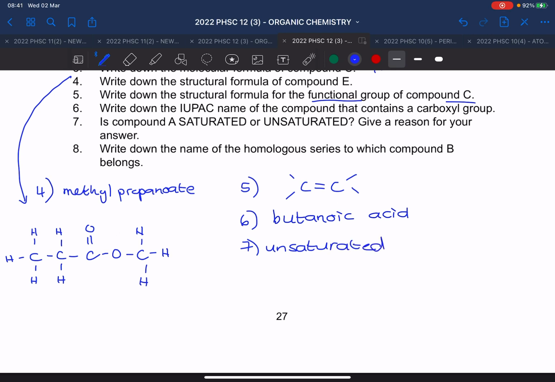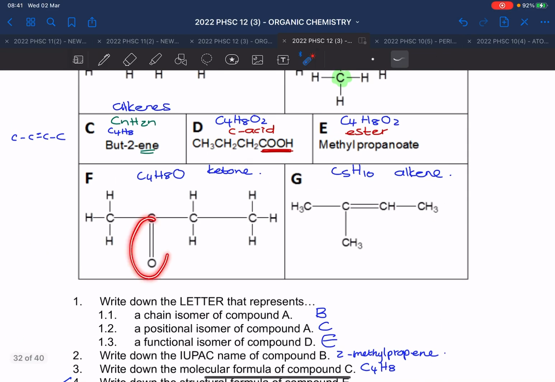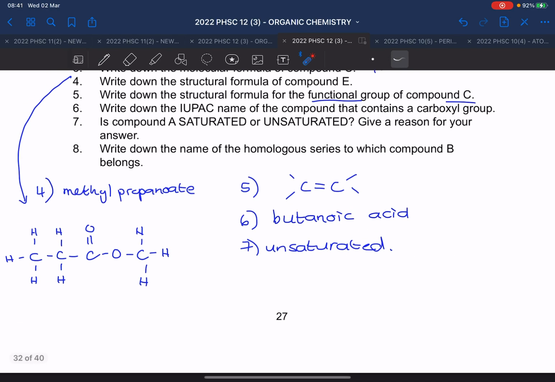Unsaturated. And they ask why? Can you just say there's a double bond? No. There's a double bond between carbons. Because here, you also have a double bond. But this compound is saturated. Okay, so you must say the double bond between carbons. Unsaturated, double bond between carbon atoms.